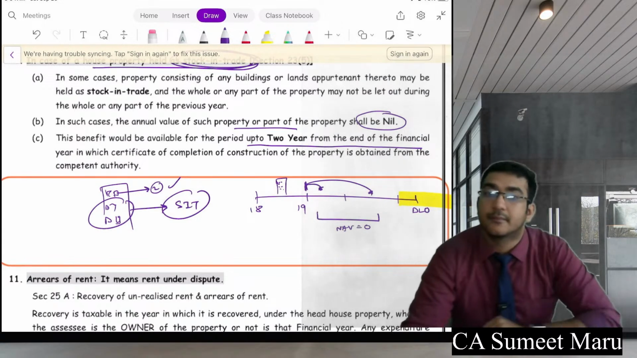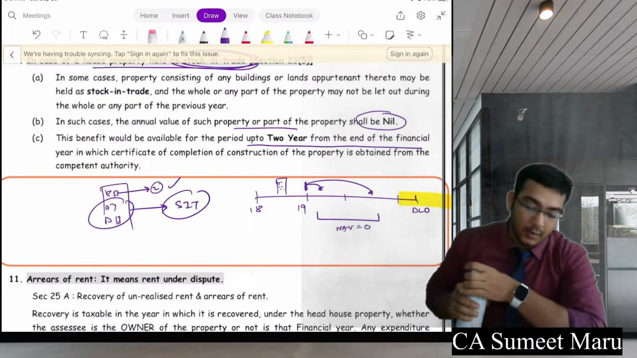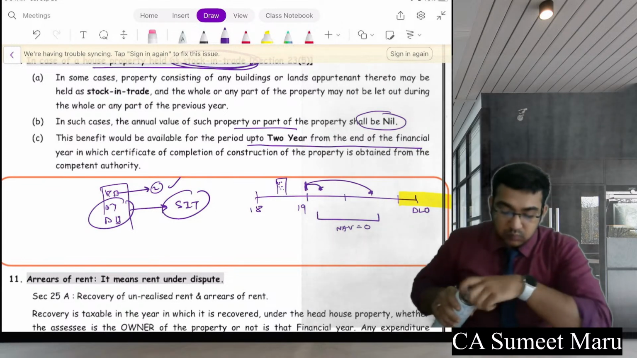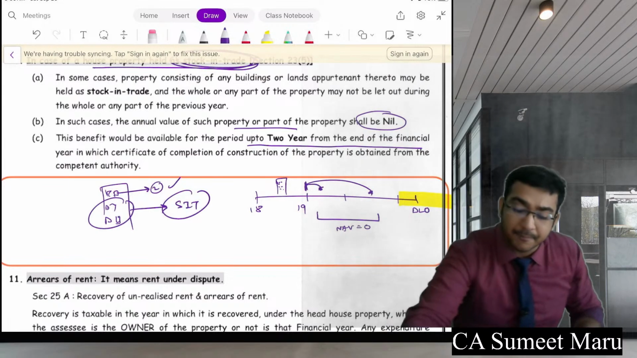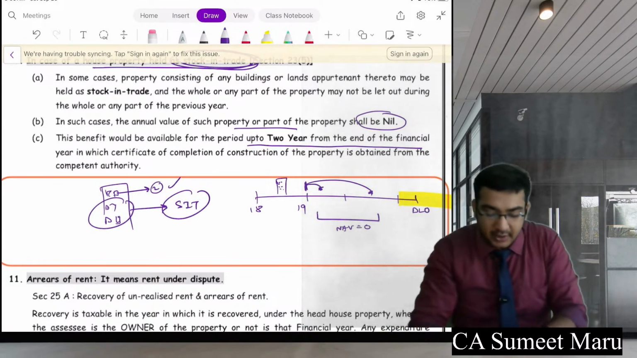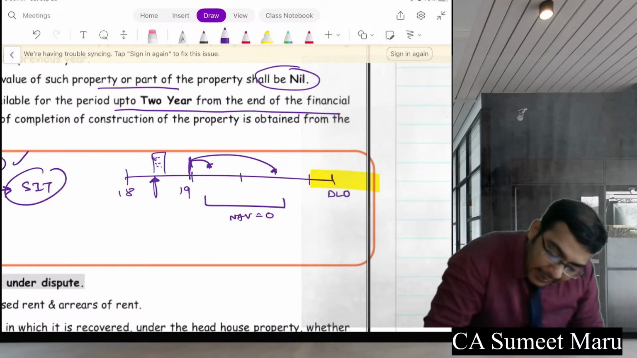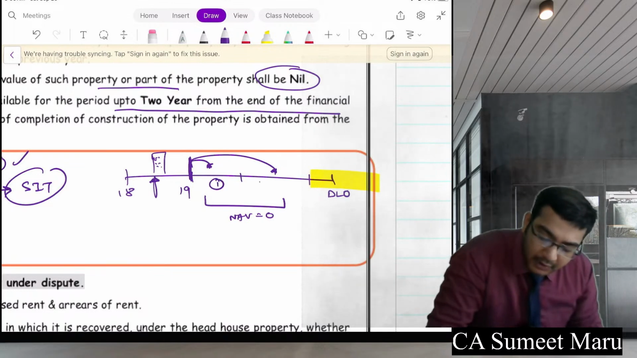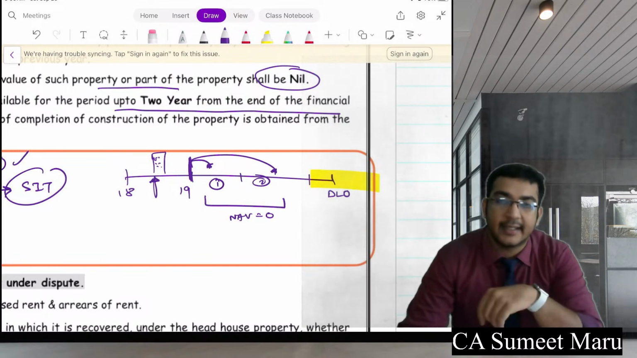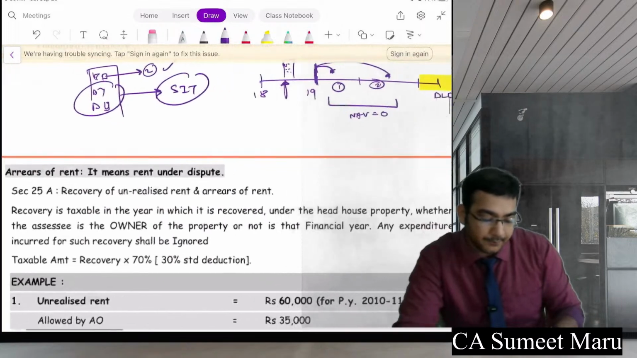Everyone clear? Yes. So for whoever has it in stock in trade, please remember, whenever the house is completed, from the end of that financial year, so in our example, the house was completed in 1819, so from the end of this financial year, 2 years, it is NAV 0. Thereafter, it will be taken as deemed to be let out if you haven't sold it. Okay.